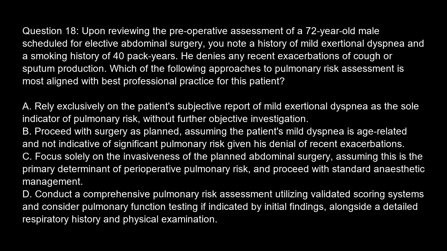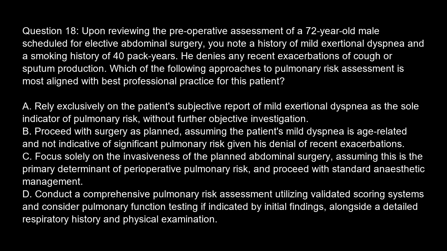Option A. Rely exclusively on the patient's subjective report of mild exertional dyspnea as the sole indicator of pulmonary risk, without further objective investigation. Option B. Proceed with surgery as planned, assuming the patient's mild dyspnea is age-related and not indicative of significant pulmonary risk given his denial of recent exacerbations. Option C. Focus solely on the invasiveness of the planned abdominal surgery, assuming this is the primary determinant of perioperative pulmonary risk, and proceed with standard anesthetic management.